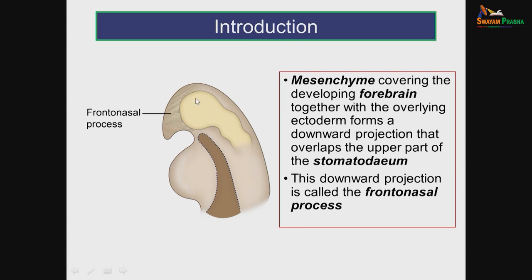So, look at this picture. You can see a process here which is called fronto-nasal process. So, what is it? The mesenchyme, which is covering the developing forebrain along with the ectoderm, is going to form a downward projection, which is going to overlap the upper part of the stomatodium. This process is called as fronto-nasal process. This downward projection is called as fronto-nasal process.